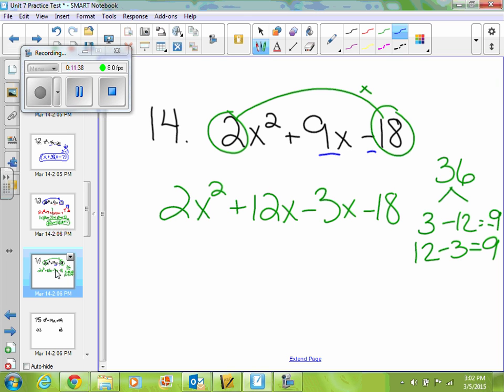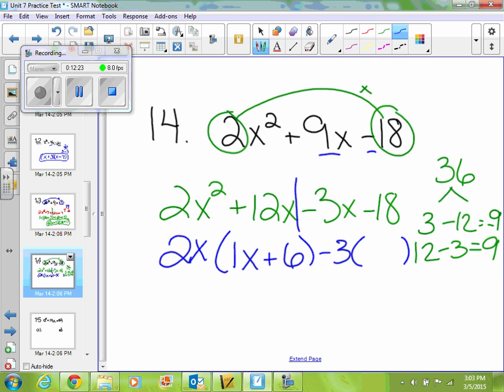What do I do when I have 4 terms? Split it in half. Okay, Niles, what goes into a 2x squared and a 12x? What goes into 2 and 12? 2. What goes into x squared and x? Okay, Taylor, what's 2x squared divided by 2x? 2. 2 divided by 2 is 1, and how many x's do I have left? X. Okay. 12x divided by 2x is 6. Okay. Alright, fine, what goes into 3 and 18?